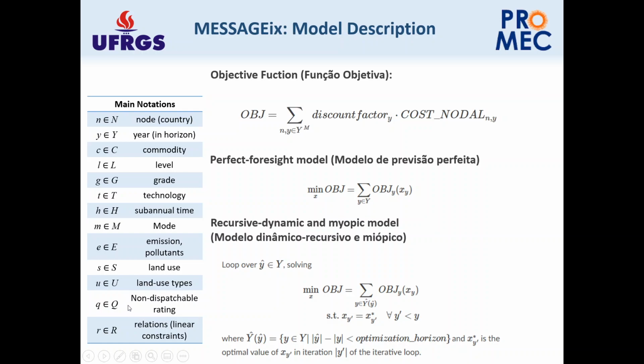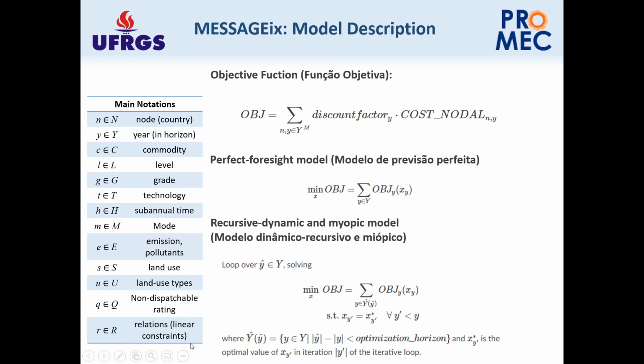Dispatchable rating is also important. For example, a natural gas power plant has a very high dispatchable rating because you can just turn a switch and generate electricity. Solar power doesn't. It's not dispatchable. It just depends on how much solar energy reaches the solar panels. So each technology has a different dispatchable rating.